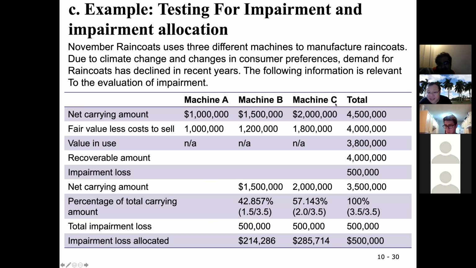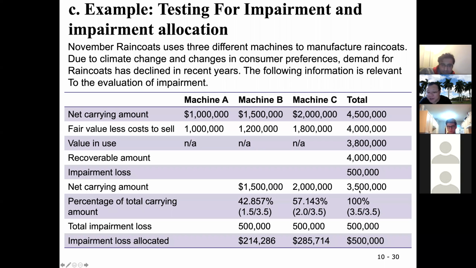Let's take a look at B and C. For B, the recoverable amount is 1.2, less than 1.5. For C, 1.8, less than 2.0. So B and C are both impaired. So I should allocate the 500 to B and C, using the same proportion according to the net carrying value. What's the net carrying value? For B, it is 1.5. For C, it is 2. The total of B and C is 3.5.